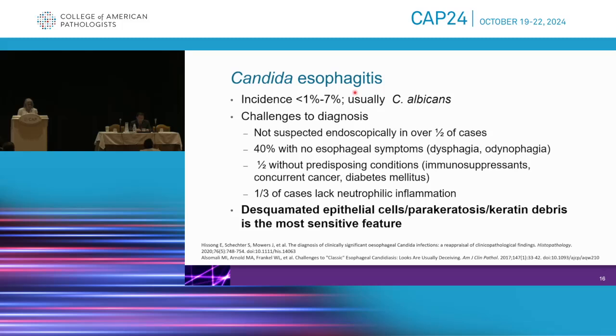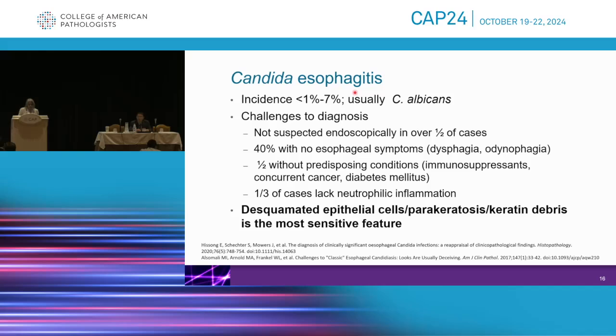And so this is an example of Candida esophagitis, which of course is the most common infectious esophagitis that we see. It's usually due to C. albicans. And the case we just looked at really exemplifies a challenge to making this diagnosis, which is a third of the cases really lack neutrophilic inflammation.